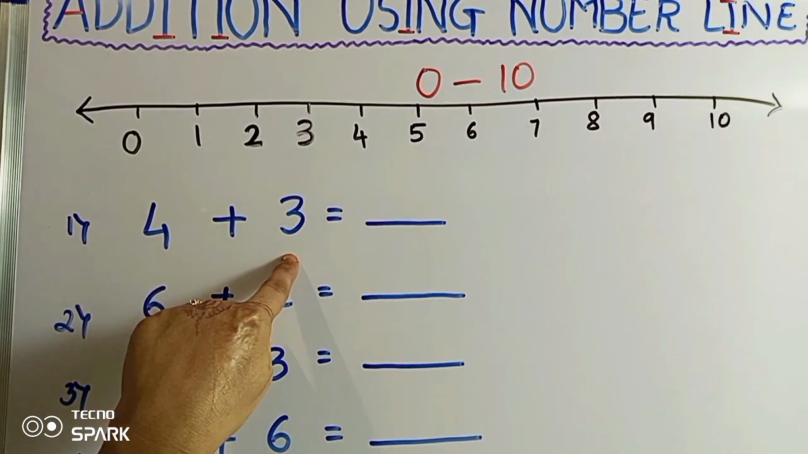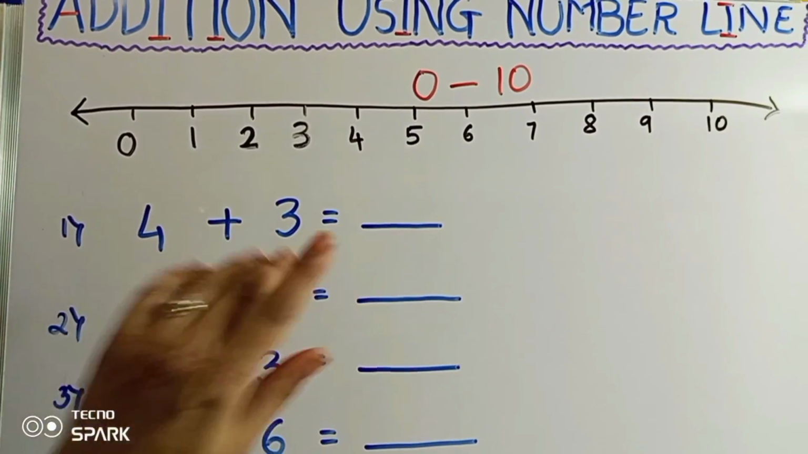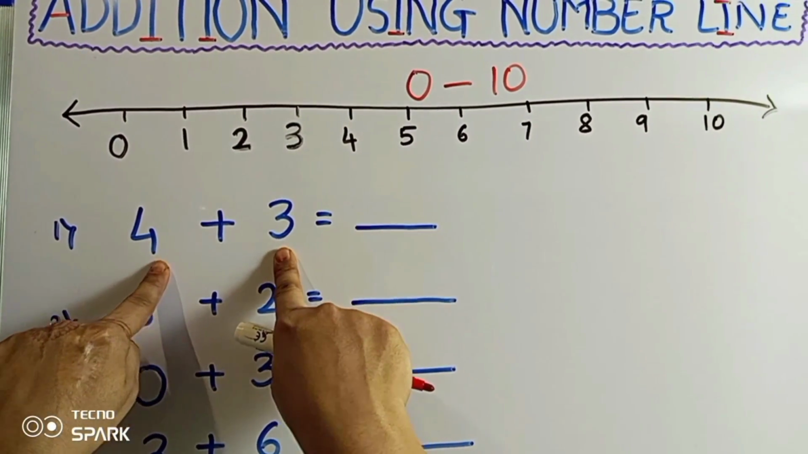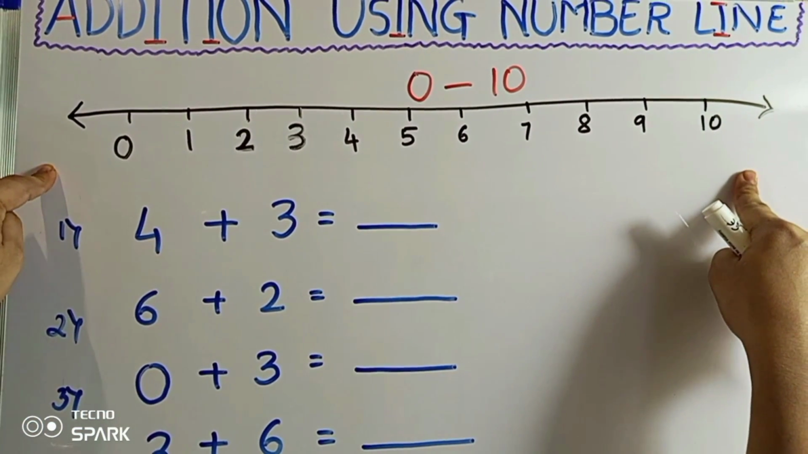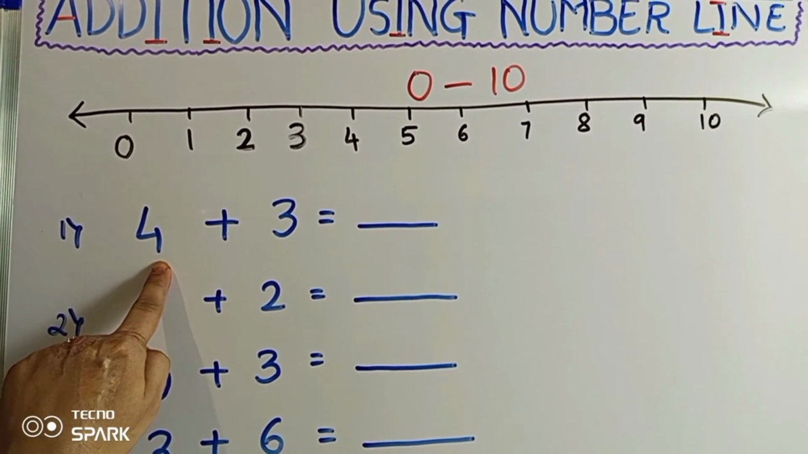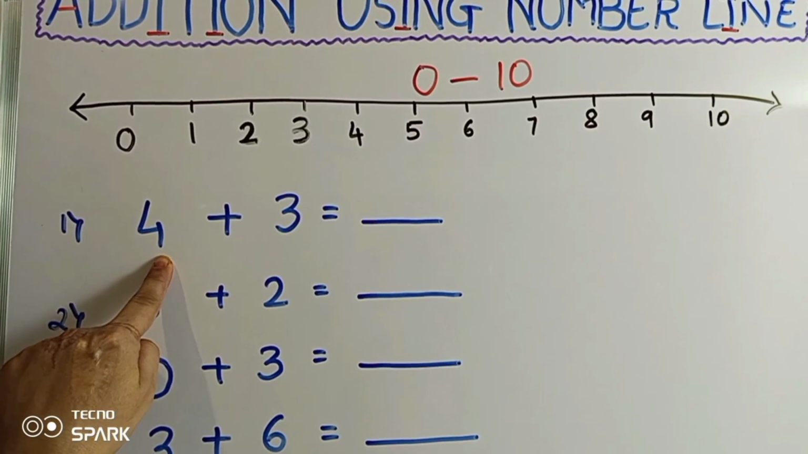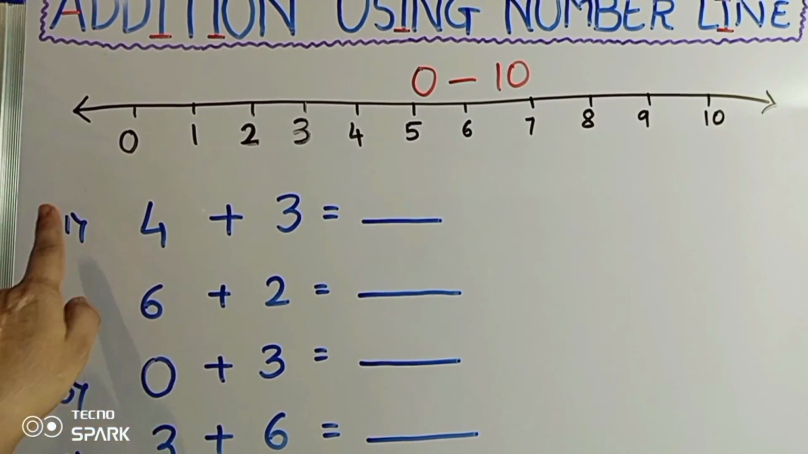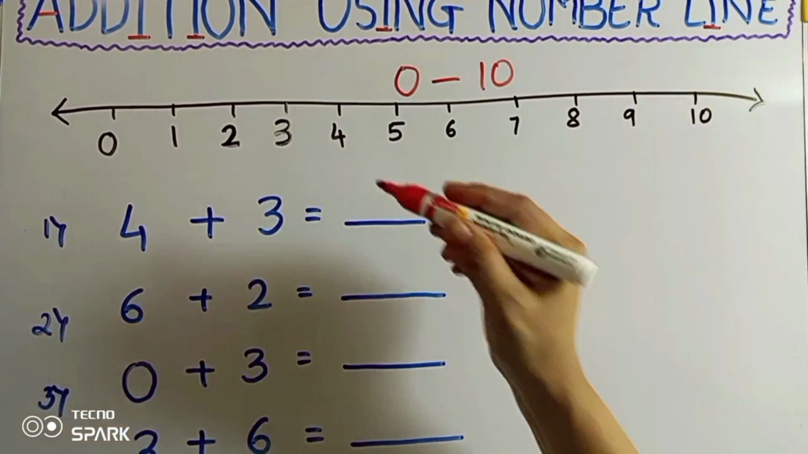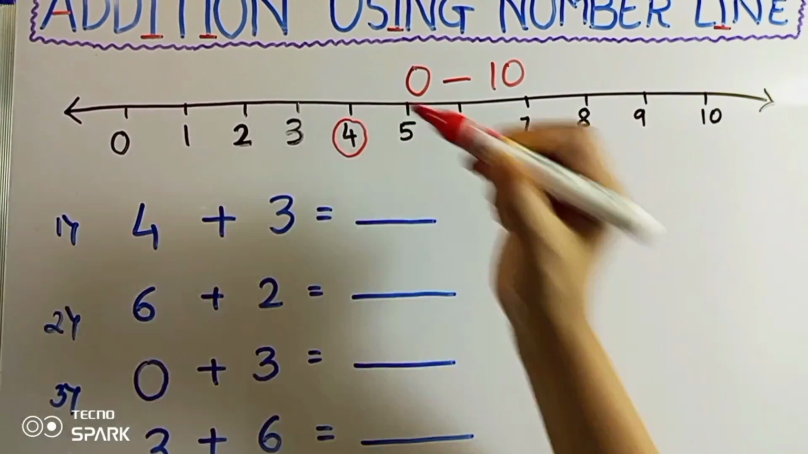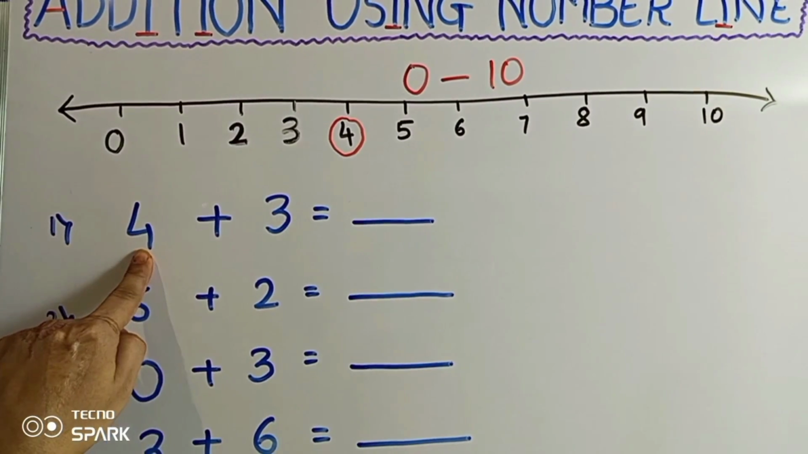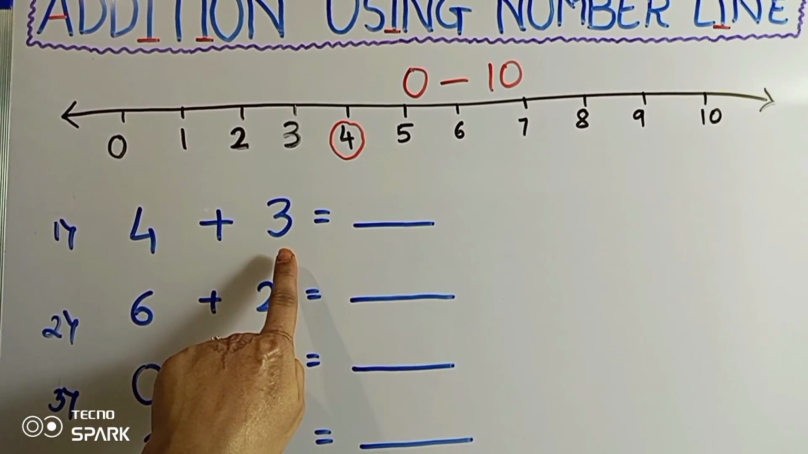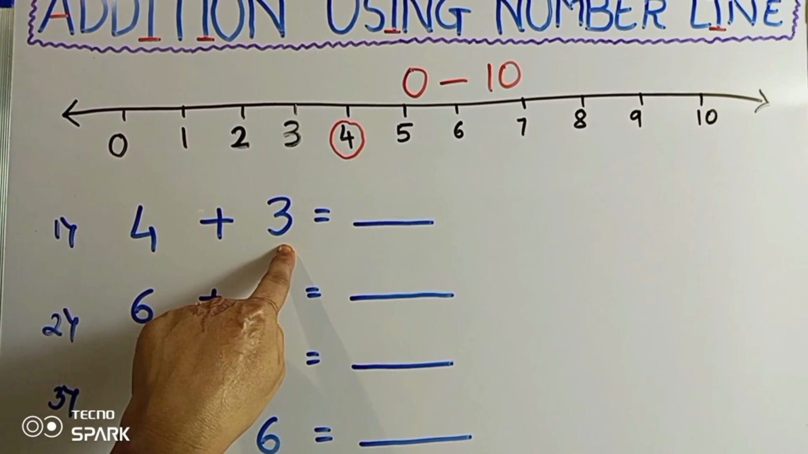Now, let us see. 4 plus 3 would be how much? So, we will add these numbers or we will find the total of these numbers using this number line. So, here the first number is 4. Okay. So, ask children to find number 4 on the number line. So, the number 4 is here. Okay. So, we have found the first number on the number line. Now, what is the second number on the number line? So, the second number is 3.